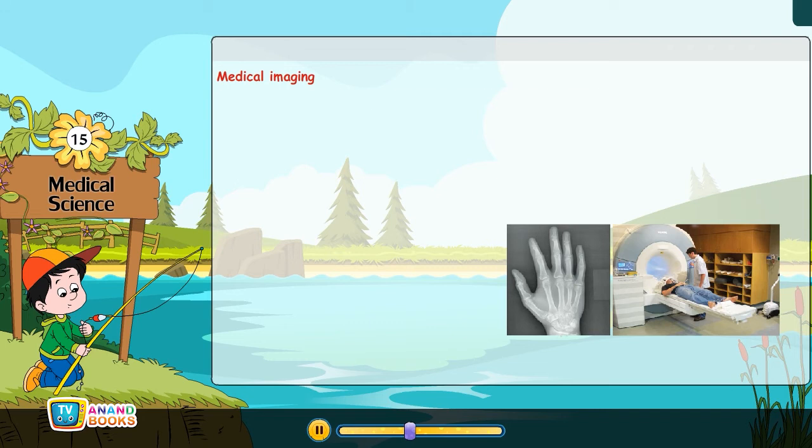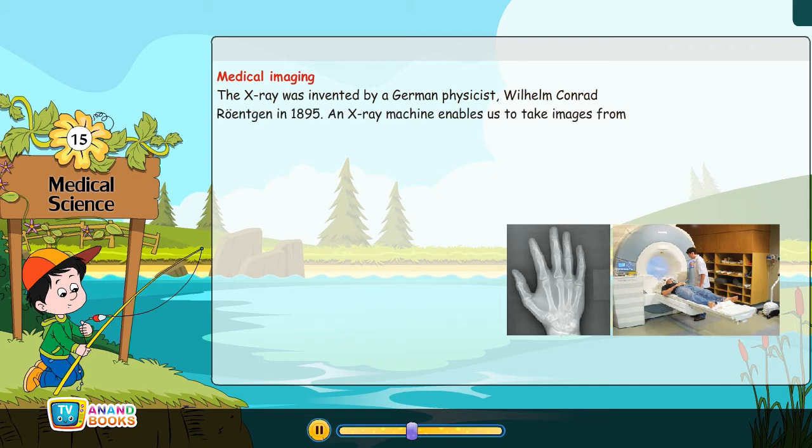Medical imaging. The X-ray was invented by a German physicist, Wilhelm Conrad Röntgen, in 1895. An X-ray machine enables us to take images from inside the human body. It helps in diagnosis of any rupture or fracture in the bones.